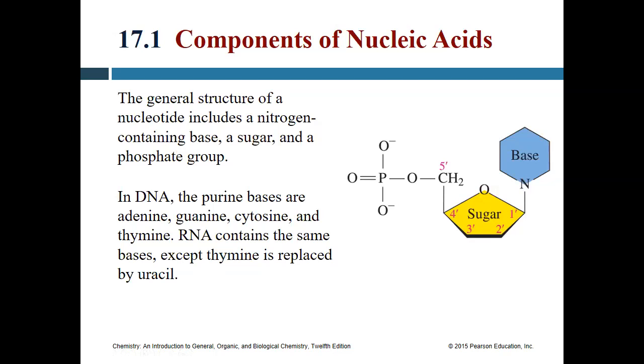So when we start with this first part in chapter 17, we have to understand what makes up a nucleic acid. Nucleic acids represent kind of the last of those biomolecules that are in your body. So we started with carbohydrates, we talked about lipids, we talked about proteins, now we're talking about nucleic acids. And all nucleic acids have three components to them.